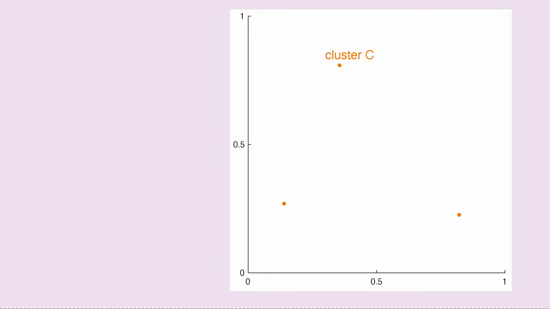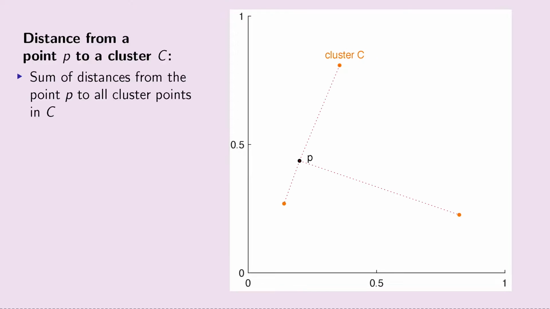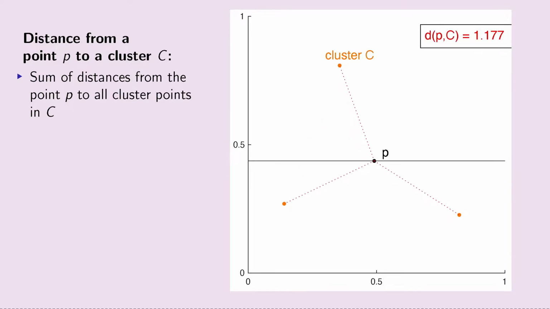Given a cluster of points C, in this example of size 3, and an additional point P, we can define the distance from P to C. We define this distance as a sum of distances from P to all cluster points. In the example, this would be the total length of the three dotted line segments, which sum up to a distance of roughly 1.2. If we move the point P along a line, we can see that the distance is first decreasing and then eventually starts increasing again.